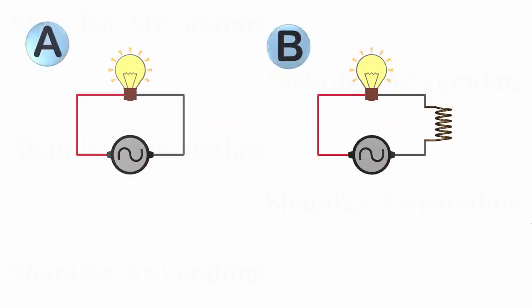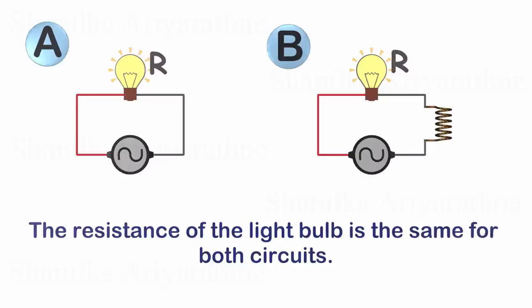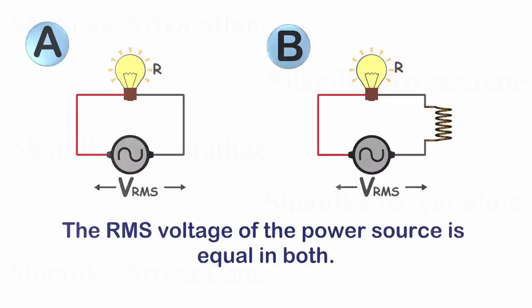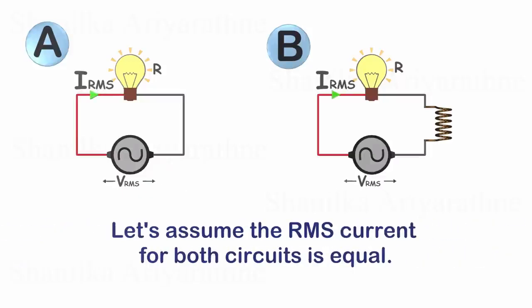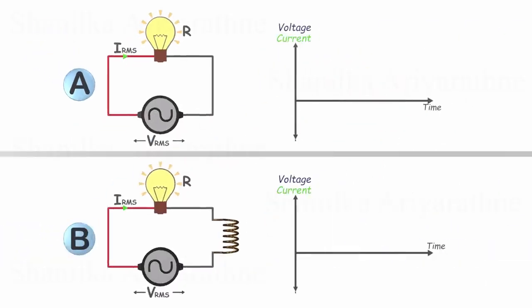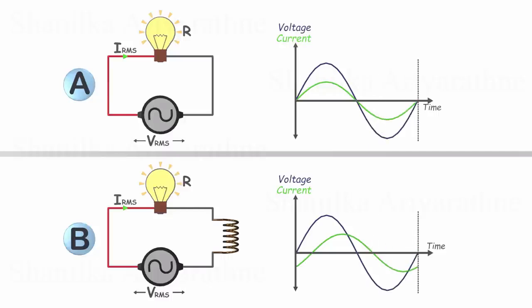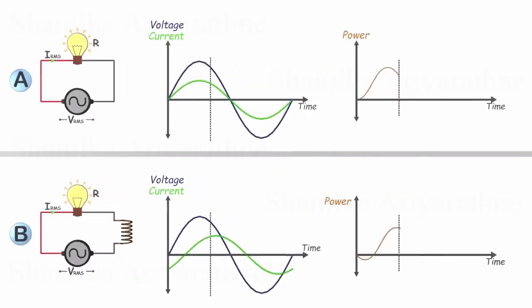Now let's compare the two circuits. The resistance of the light bulb is the same for both circuits. The RMS voltage of the power source is equal in both. Let's assume the RMS current for both circuits is equal. Voltage and current for both circuits can be plotted like this. Now let's draw the power graph.